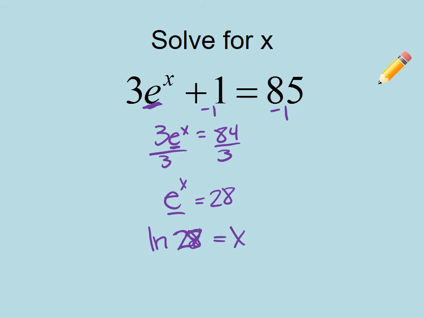Now this is strictly a calculator problem. There's nothing special that I need to type in, just ln of 28, and x is approximately 3.332. Again, it's worth it. Check your answer. If I plug this into my calculator, I should get not exactly 85, but very close to 85. Take e to the exponent, times it by 3, add your 1.